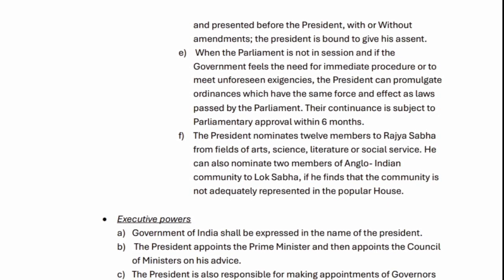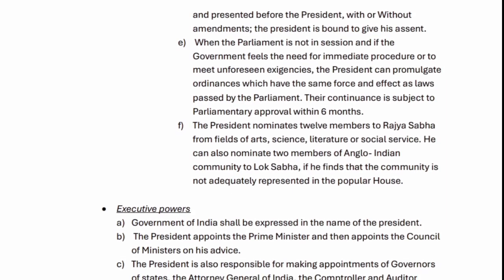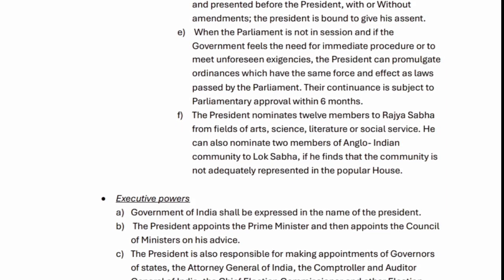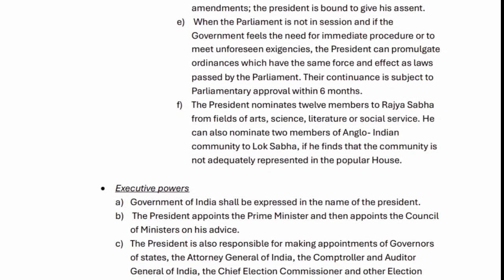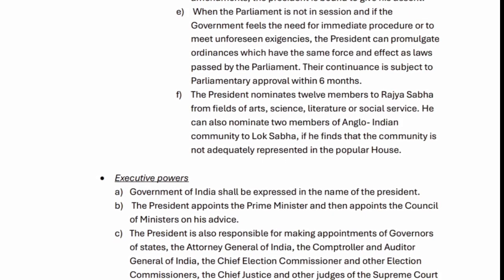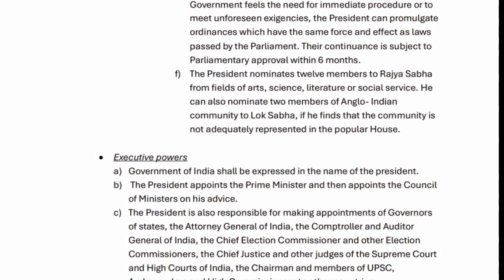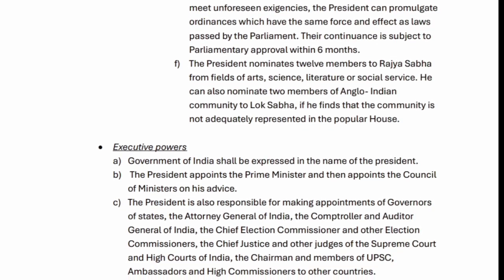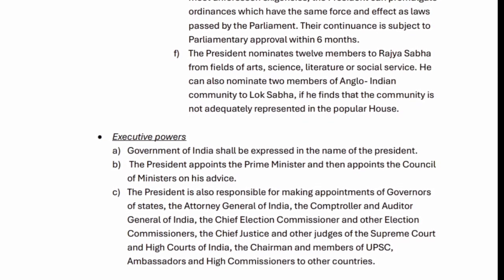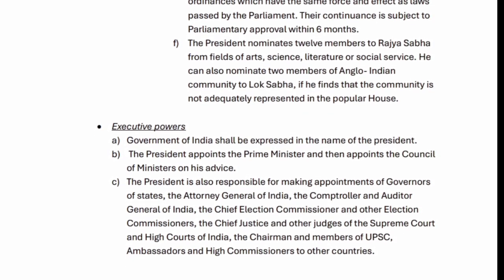E. When the parliament is not in session and if the government feels the need for immediate procedure or to meet unforeseen exigencies, the president can promulgate ordinances which have the same force and effect as laws passed by the parliament. Their continuance is subject to parliamentary approval within 6 months. F. The president nominates 12 members to Rajya Sabha from fields of arts, science, literature or social service. He can also nominate 2 members of Anglo-Indian community to Lok Sabha, if he finds that the community is not adequately represented in the popular house.